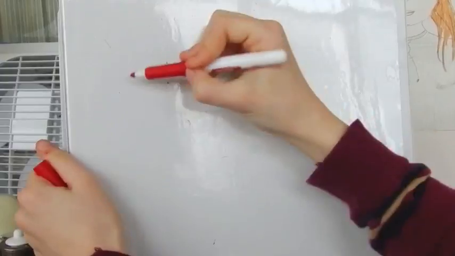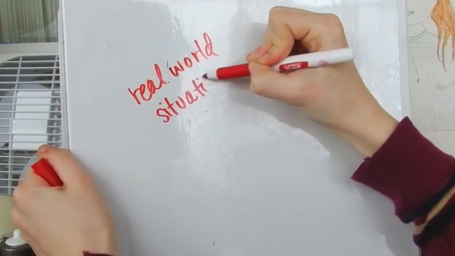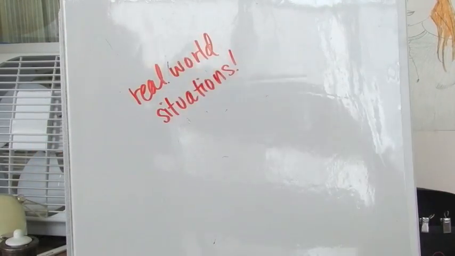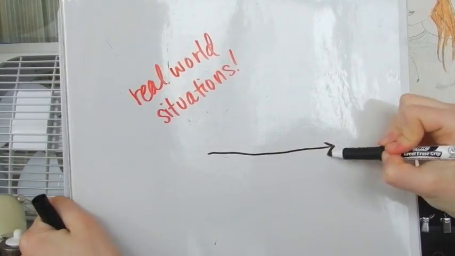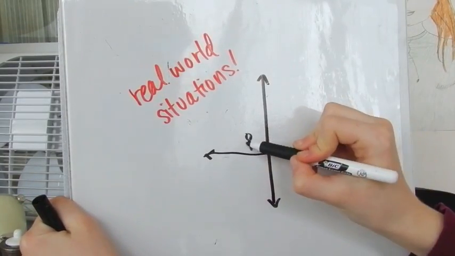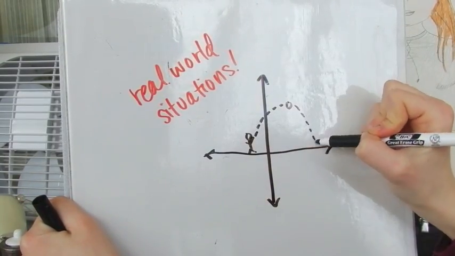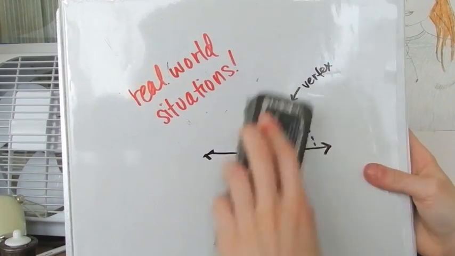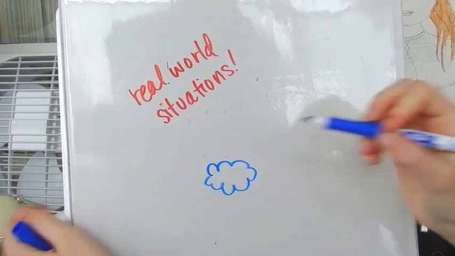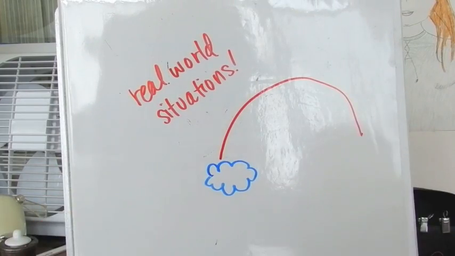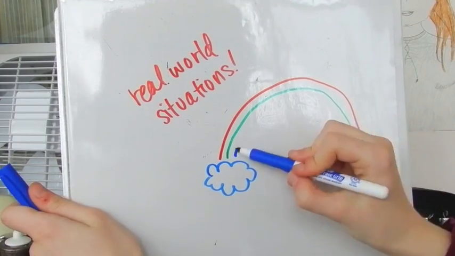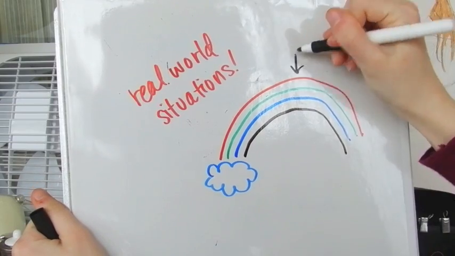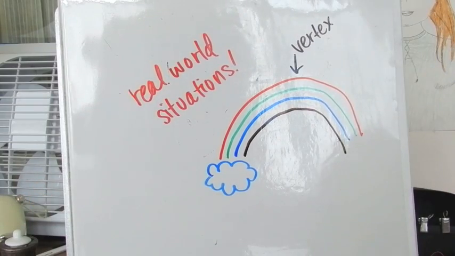So now you know how to convert your standard form equation into vertex form using the completing the square method. Now you can find your vertex more easily. The completing the square method can also be used to find vertexes in real-world situations, like finding the height of a throw at its peak, or the height a rainbow reaches in the sky.